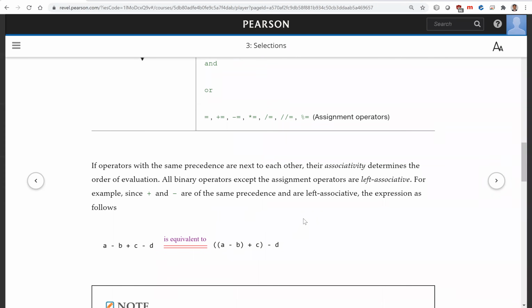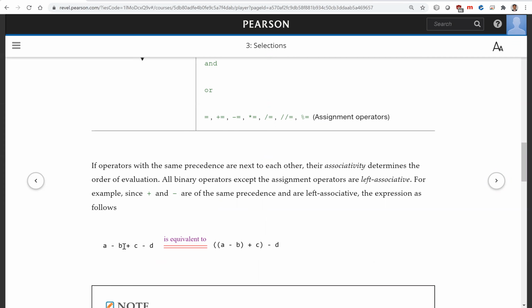If operators with the same precedence are next to each other, their associativity determines the order of evaluation. All binary operators except the assignment operators are left associative. The assignment operators include the augmented assignment operators.